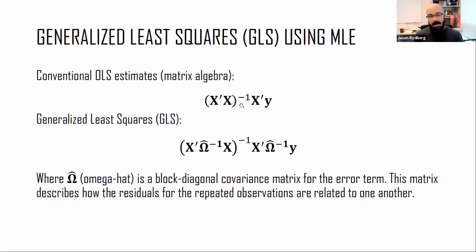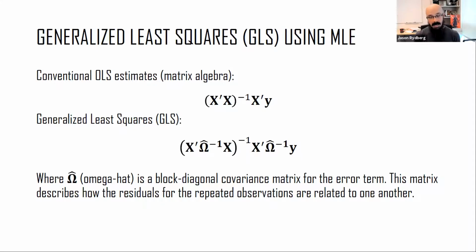It's a bit of a distraction, but the thing I want you to focus on here is the difference between these two equations: there is this new matrix called omega hat, which appears on both sides, in between the different terms. Omega hat is a block diagonal matrix for the error term. It describes how the residuals from one observation to the next are correlated with one another.